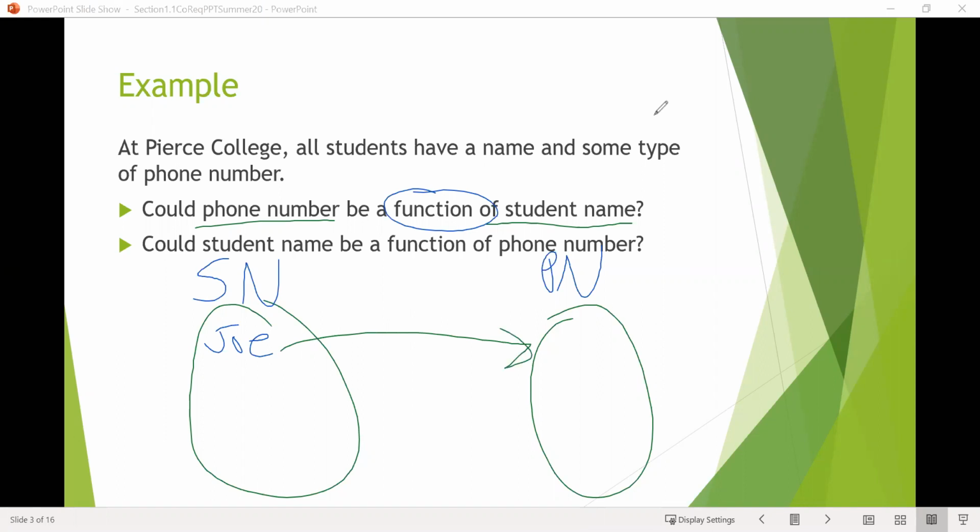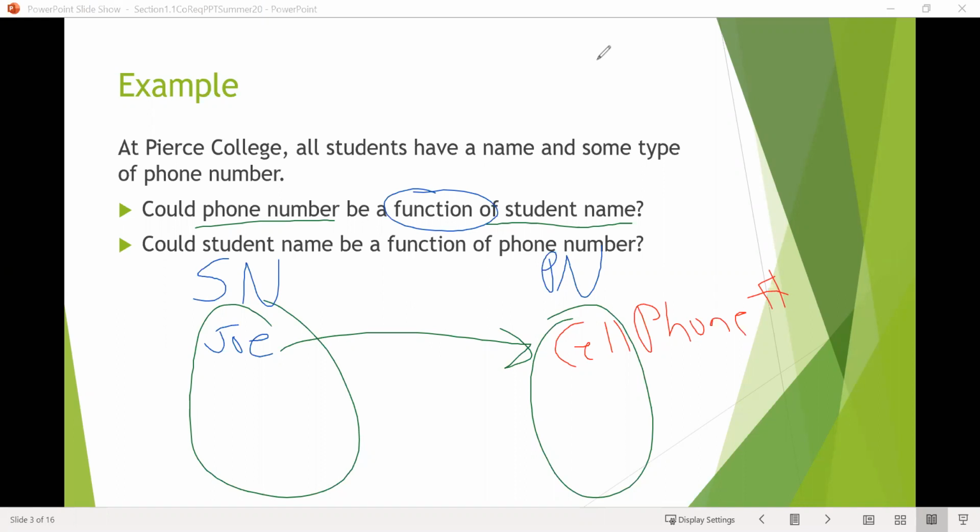Now we have to think again about what a function means. Each input can only go to a single output. Let's say that Joe's name goes to his cell phone number. So far that seems like a function because his name is just going to his cell phone number. But could it ever go to something else?